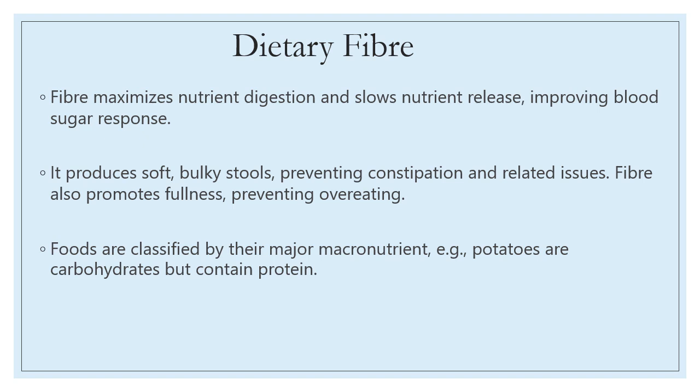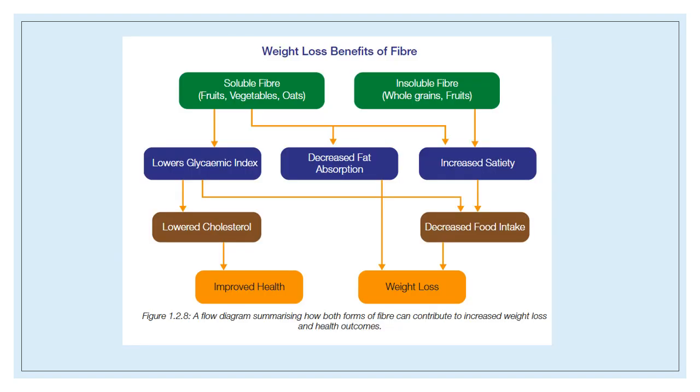Foods are classified by majority of their macronutrients. So for example, potatoes, carbohydrates, but also can contain protein. So when we talk about maximizing nutrient digestion, improving blood glucose, we're talking about how it can lower the intake time of these by taking a while for these sugars to break down into those monosaccharides, releasing them out into the body so our cells can use them for energy.